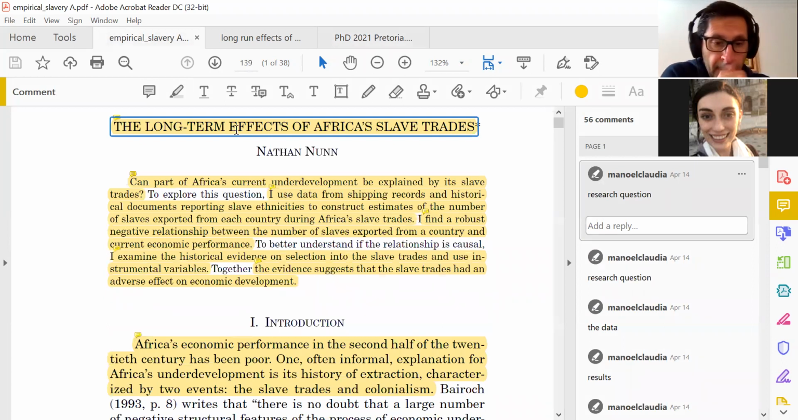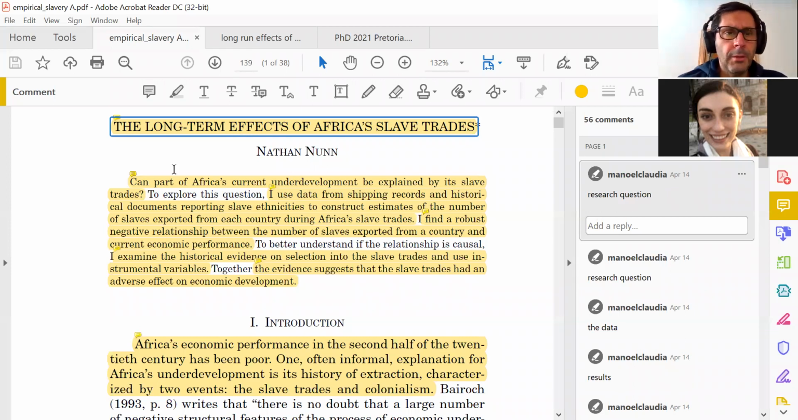Africa's Slave Trades. As we always do, folks, the title already gives you the research question, which is essentially the long-term effects. So it gives you the idea already that he's going to use some historical data to predict contemporaneous development, right? Because he's talking about long-term effects.